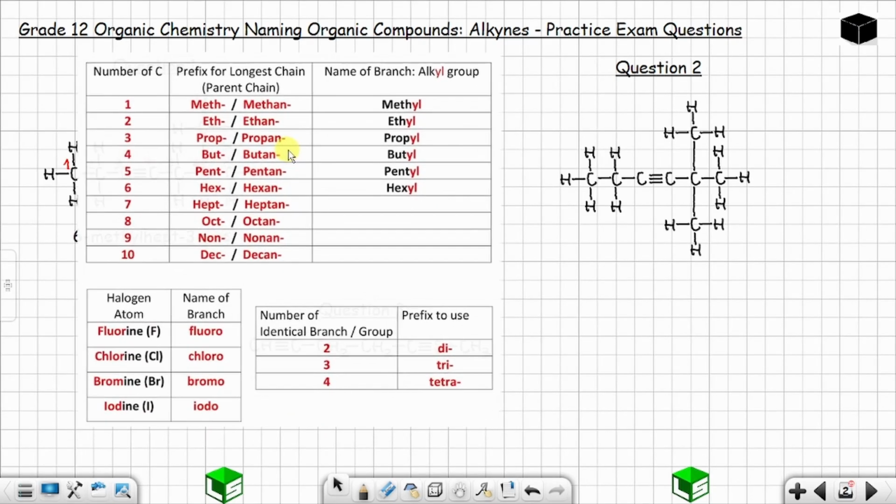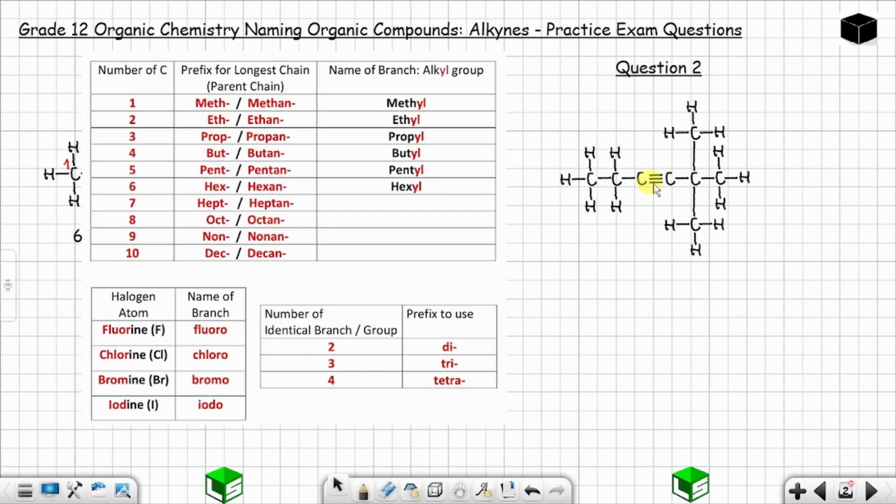Let's see question 2. This one, you can see you have this triple bond, which is the functional group for alkynes. Let's identify the longest continuous carbon chain which contains the triple bond. So it can be 1, 2, 3, 4, 5, 6, or like this 5, 6, or like this 5, 6. So let's take the simplest one, which is the straight one. So you are going to have this and this as our branch.